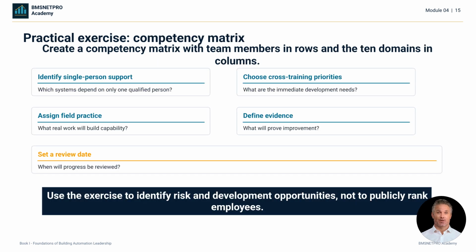The practical exercise for this module is to create a competency matrix with team members in rows and the 10 competency domains in columns. Rate each capability using evidence. Then identify systems supported by only one qualified person, immediate cross-training priorities, one field assignment for each development need, evidence that will demonstrate improvement, and a 6-month review date. The purpose is to identify risk and development opportunities, not to publicly rank employees.